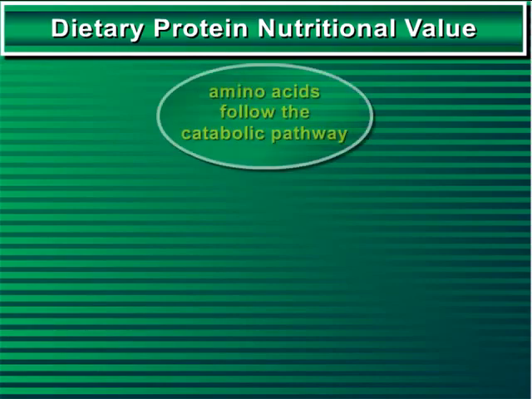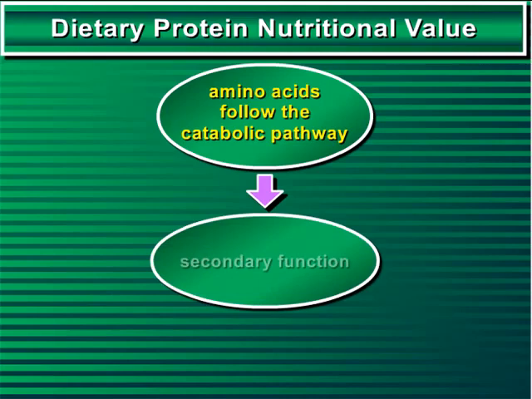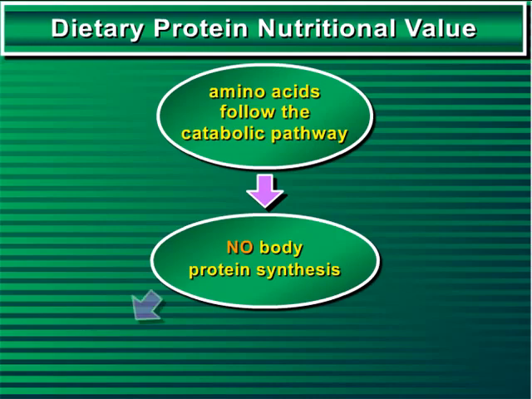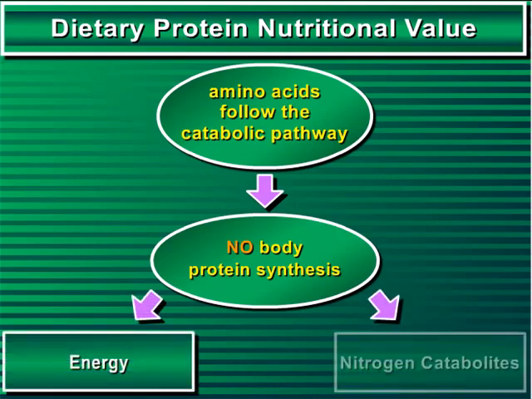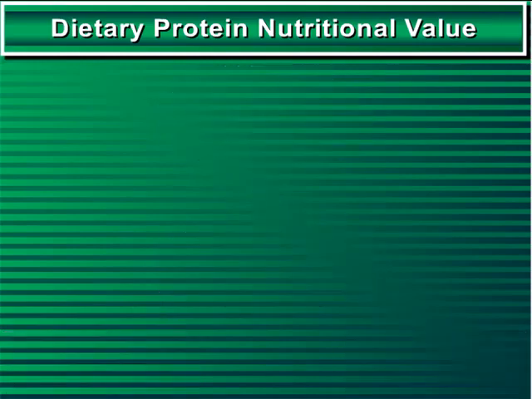On the contrary, when amino acids follow the catabolic pathway, they are deaminated, which is their secondary function. Therefore, they cannot act as precursors of body protein synthesis. Throughout the catabolic pathway, energy and nitrogen catabolites are released.